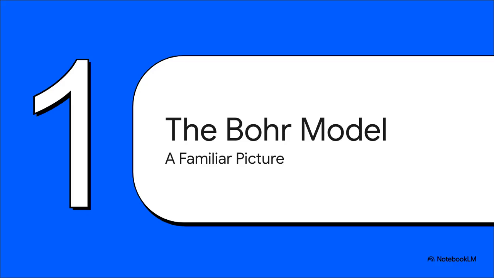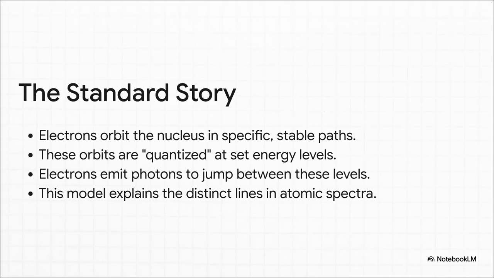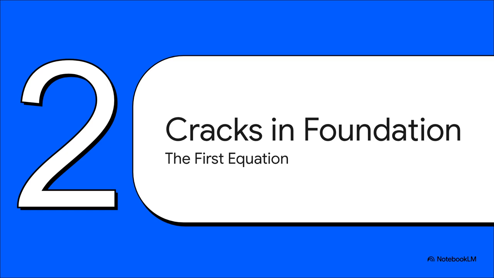Okay, so before we can tear the old model down, we have to make sure we're all clear on what it actually is, right? We'll start with that familiar picture, the Bohr model. So the story goes something like this. Electrons can only exist in these very specific stable orbits, kind of like planets stuck in their tracks. These orbits are quantized, which is just a fancy way of saying they have set energy levels. And to jump from a high energy level to a lower one, an electron has to spit out a photon of light. And voila, that's what explains those distinct colored lines we see in atomic spectra. Simple enough, right?